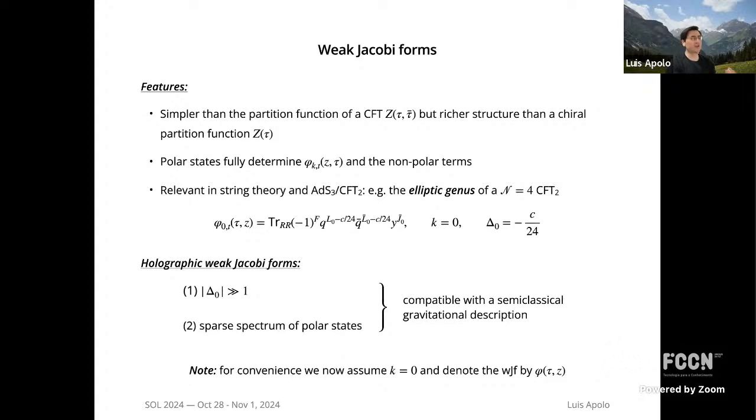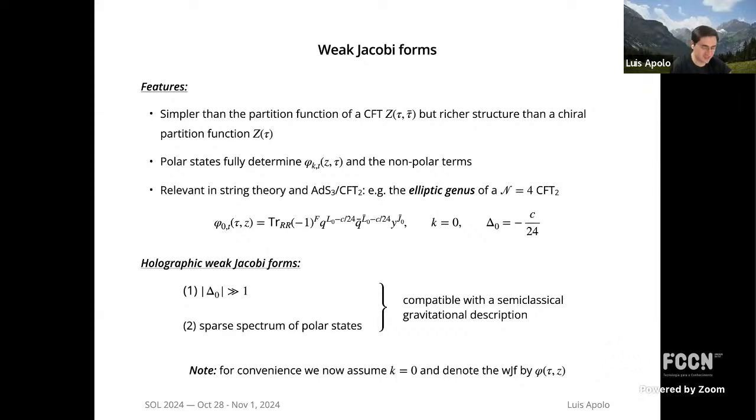But we don't want to look at just generic weak Jacobi forms. We want to look at a special kind of weak Jacobi forms that we call holographic weak Jacobi forms. And so these are weak Jacobi forms that meet the following two conditions. First, the discriminant of the most polar state, rather the absolute value, is much greater than 1.